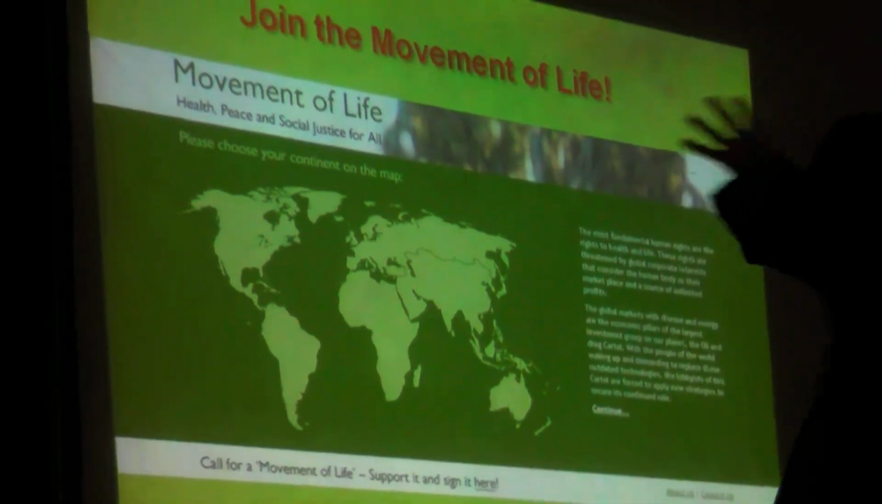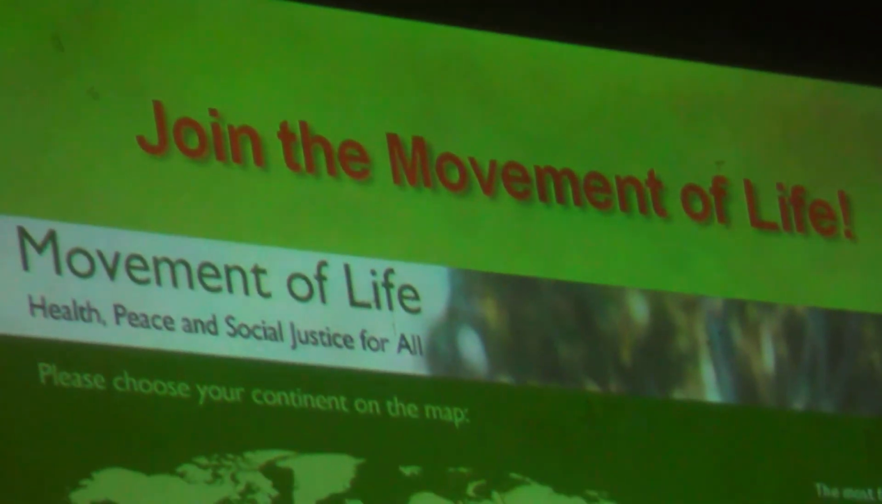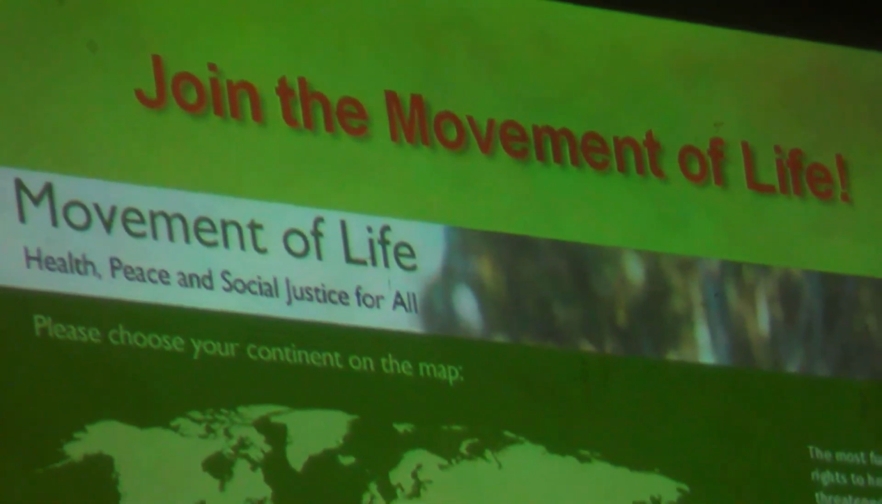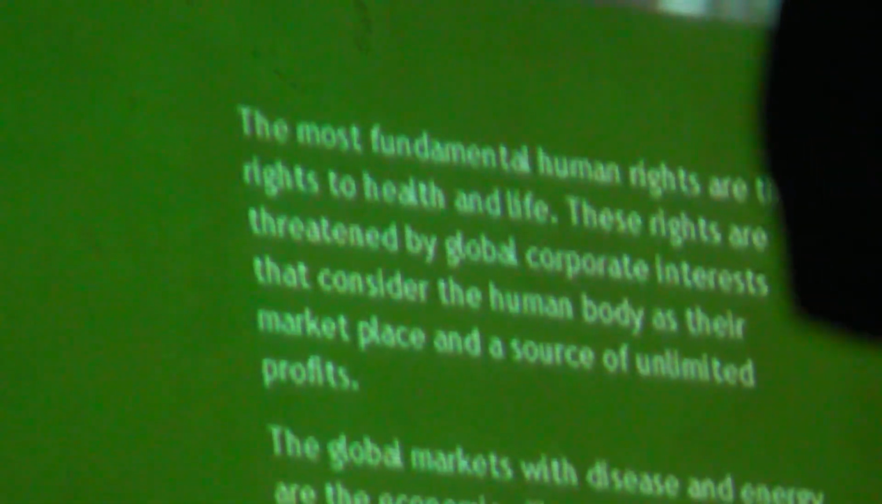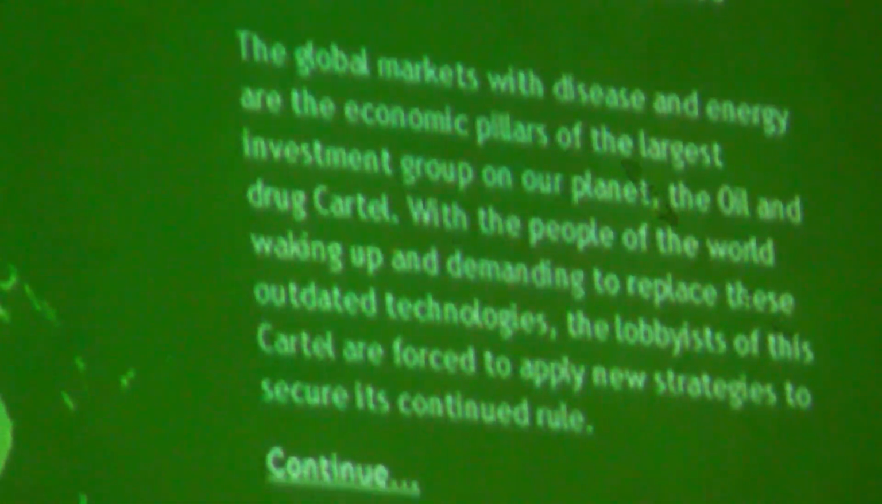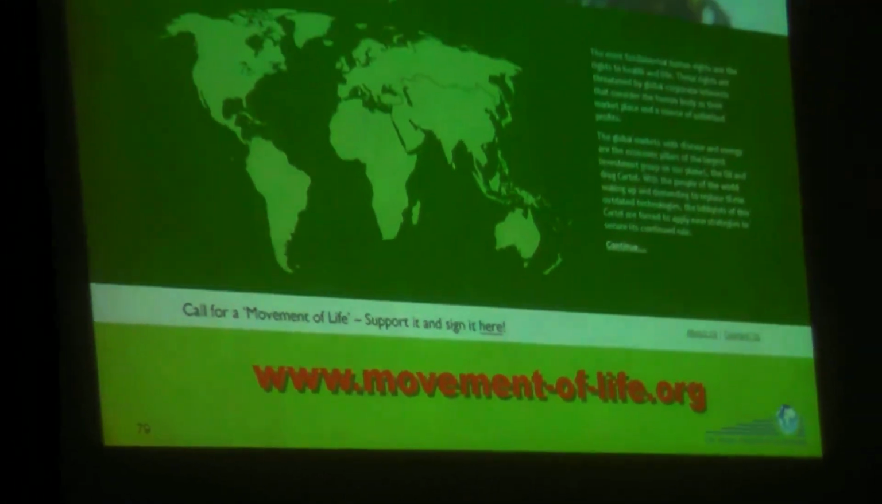This is what the homepage of the Movement of Life website looks like. There's a petition. I'd urge you to sign that. We're still in the process of setting up the websites for the individual countries. At the moment, they're divided into continents, and if you click on each continent, there's a set of sub-pages for each continent containing information that is relevant to that area.